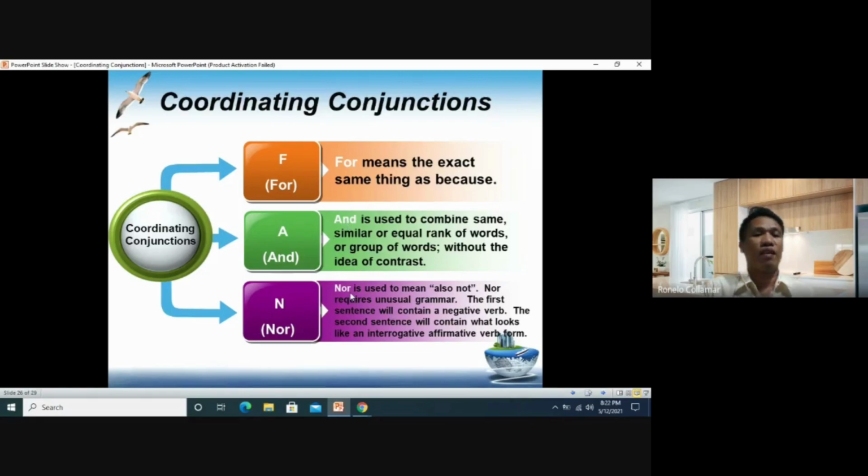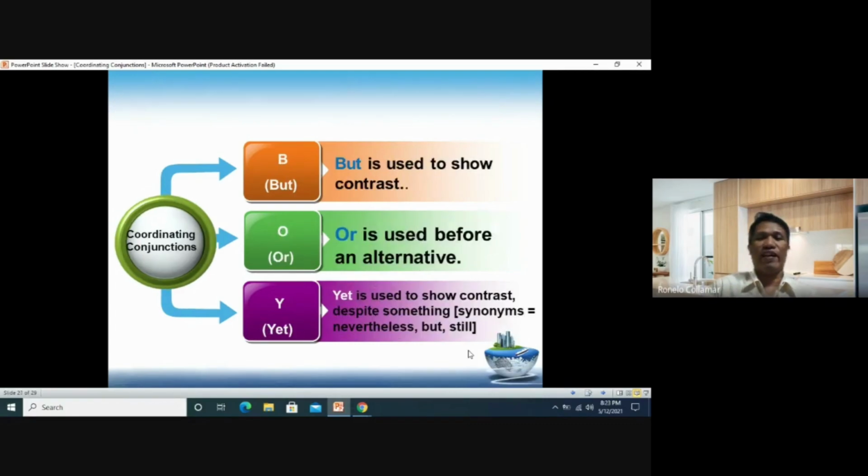Okay? The word nor is used to mean also not. Nor requires unusual grammar. The first sentence will contain a negative verb. The second sentence will contain what looks like an interrogative affirmative verb form. Just like a while ago in your second clause using the word nor, the word nor is followed by a helping verb. The helping verb is followed by the subject plus the main verb and so on.